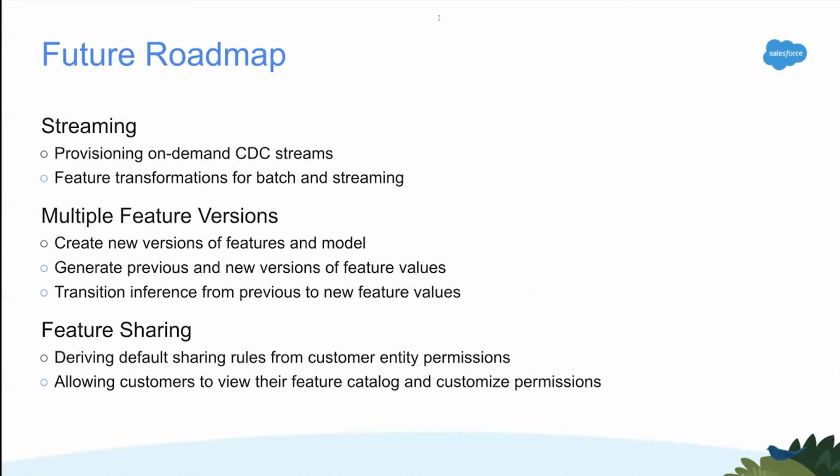Finally, we'd like to improve feature sharing and transparency. This includes deriving default sharing rules from entity permissions. And we'd also like customers to view their feature catalog and customize these feature permissions.